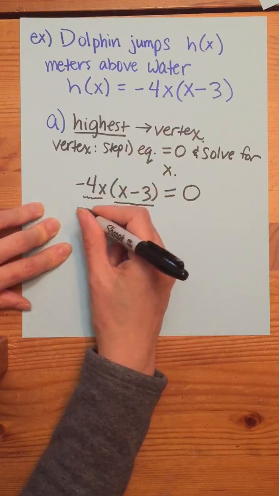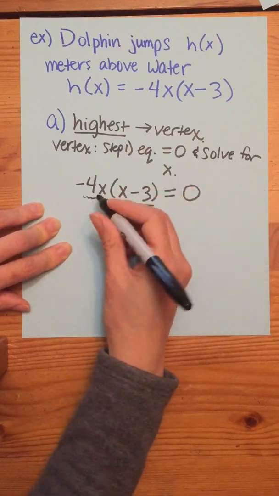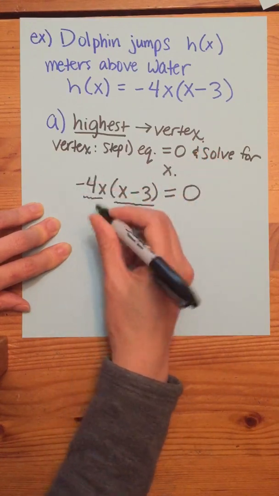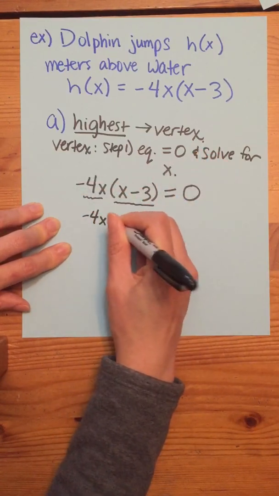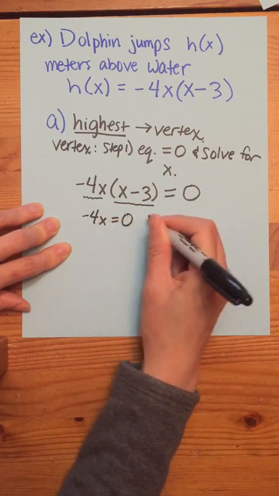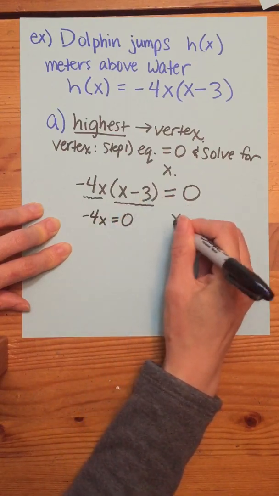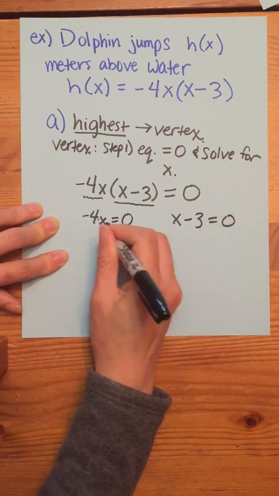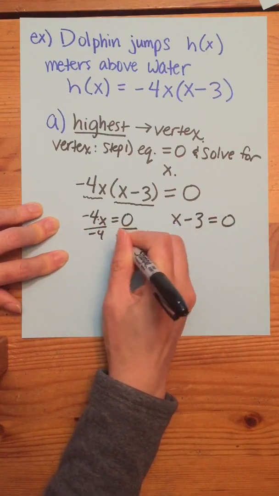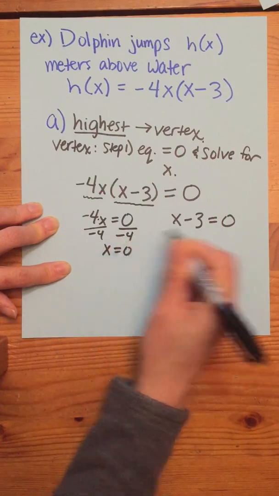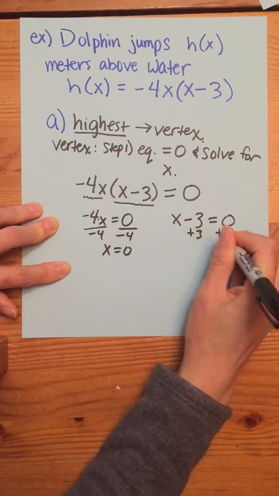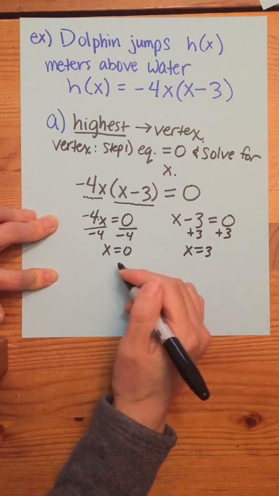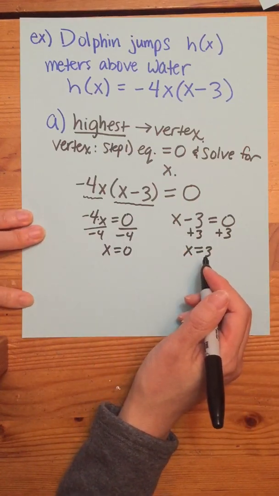Step 2 is to solve this. I'm going to take the first expression and set it equal to 0, and take the second expression and set it equal to 0 and solve. To get rid of negative 4 times x, I divide by negative 4 and get x equals 0. For the other one, I add 3 to both sides and get x equals 3. Those are my two answers for x.